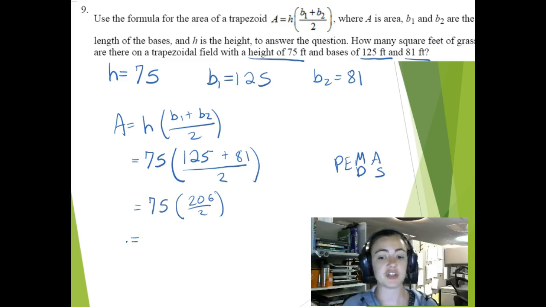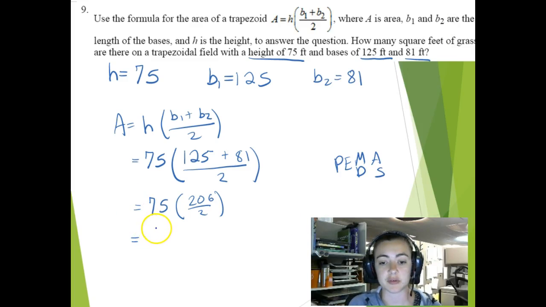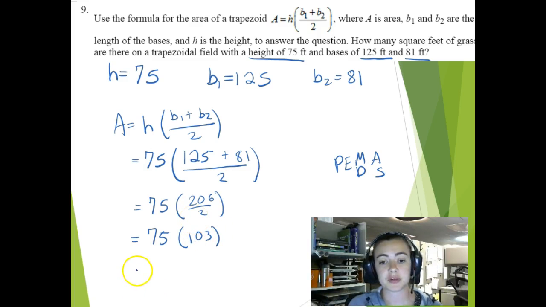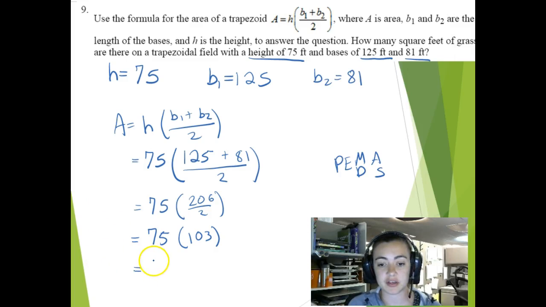So I have 206 divided by 2. Again, practice in your head, but then double check with your calculator. So 206 divided by 2 is 103. So we have 75 times 103. Remember the parentheses there means multiply. So 75 times 103 is 7,725.